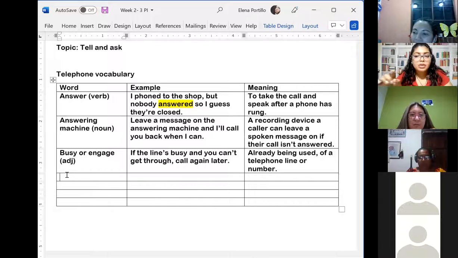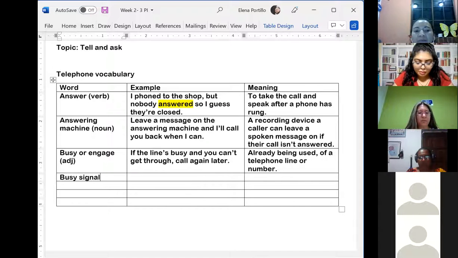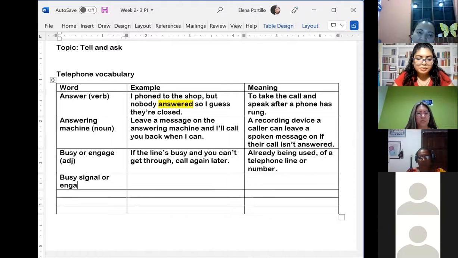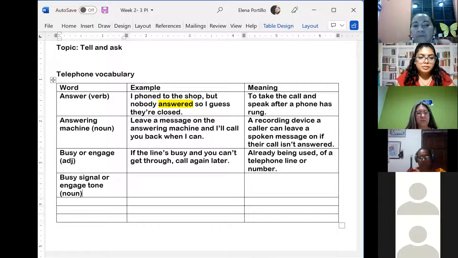So we have another one that is kind of the same, but some kind of different. We have busy signal, or in this case, engaged tone. And these ones are not adjectives. These ones are nouns. And we have the example. Mom's always on the phone after dinner, so I will get a busy signal if I call now.